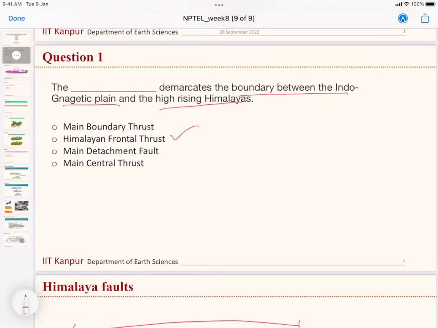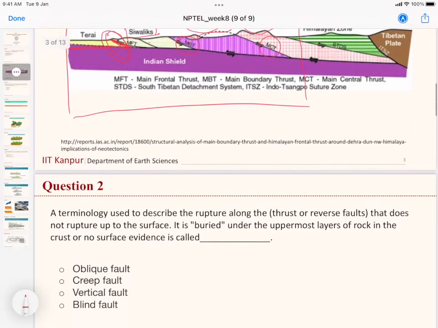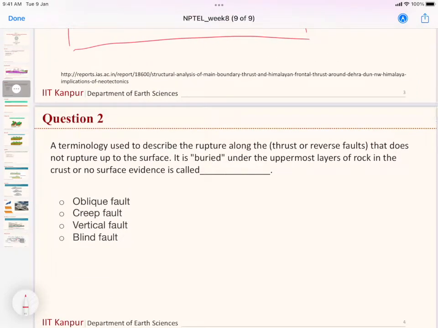Okay. Now moving to the next question, which is a very interesting one. It asks for the terminology used to describe a rupture along a thrust or reverse fault that does not rupture up to the surface. So it is buried under the uppermost layer of rock in the crust, or no surface evidence is present. I think we have discussed this part in bits and pieces, but we haven't discussed it in proper question form. So today we will discuss it.